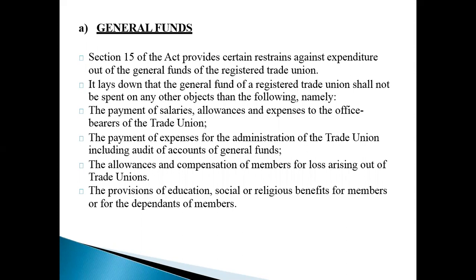These are what it lays down: the general fund of a registered trade union shall not be spent on any other objects than the following. It means that these are the objects where the spending should be eligible. These are 4 broad points on which this general fund can be spent, right? So this is under section 15.